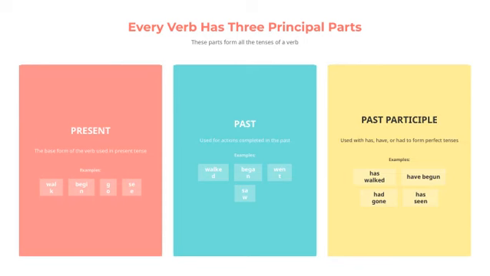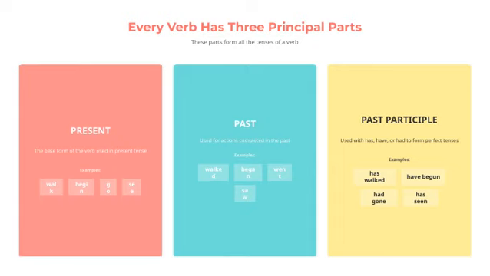Now, let's talk about the main idea on this slide. Every verb has three principal parts. These parts are essential because they form all the different tenses of a verb. First, we have the present tense, which is the base form of the verb. For example, words like walk, begin, go, and see are in their present form. These are used when we're talking about things happening now or regularly.